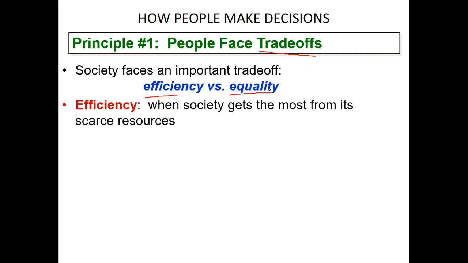Efficiency is when society gets the most from its scarce resources. We get the most out of our resources because our resources are scarce. For example, you have little money, but you budget it well, so nothing is wasted. That is efficient. Society gets the most, so you make good use of your resources.